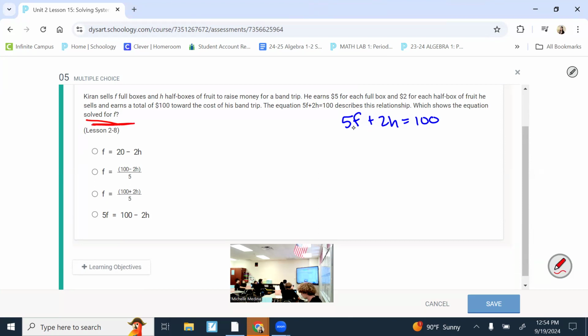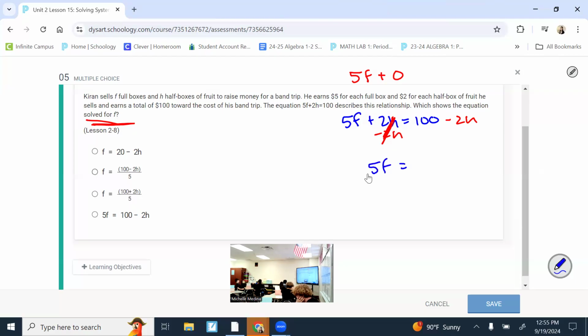The 2H. And I say the 2H together because if I'm isolating the F, I would want that whole 2H to just disappear completely, not just the H. So how do I make the 2H go away? And whatever you do on one side of the equal sign, do on the other. So then this will cancel. I get 5F equals 100 minus 2H.